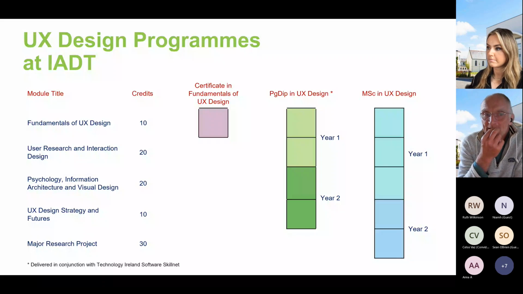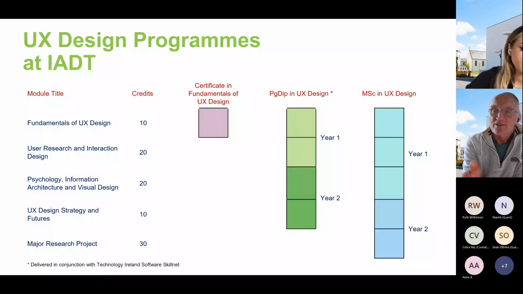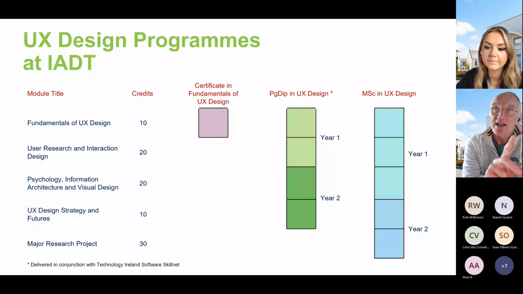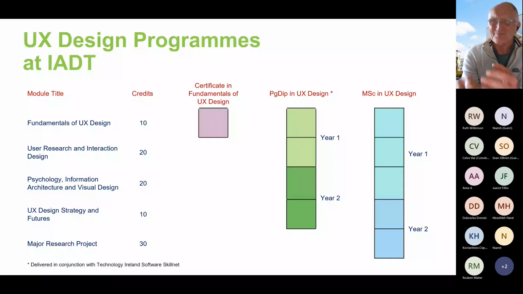The first module, the fundamentals of UX design, runs from mid-September to the end of October. The user research and interaction design module runs from the beginning of November to the end of January. And then the third module that you do in the first year of the course is psychology, information architecture, and visual design.